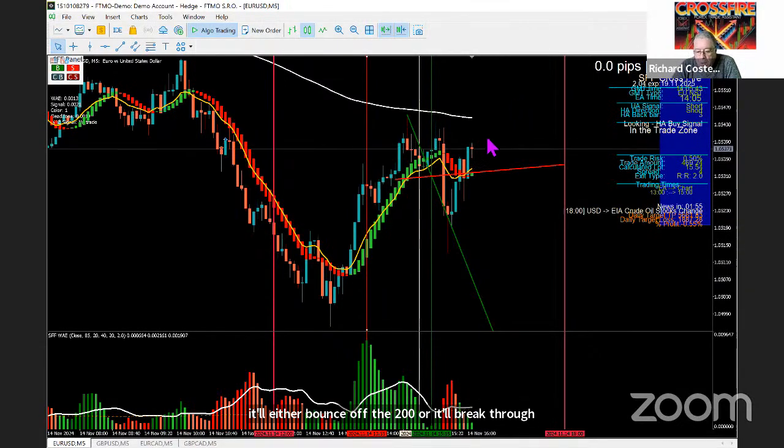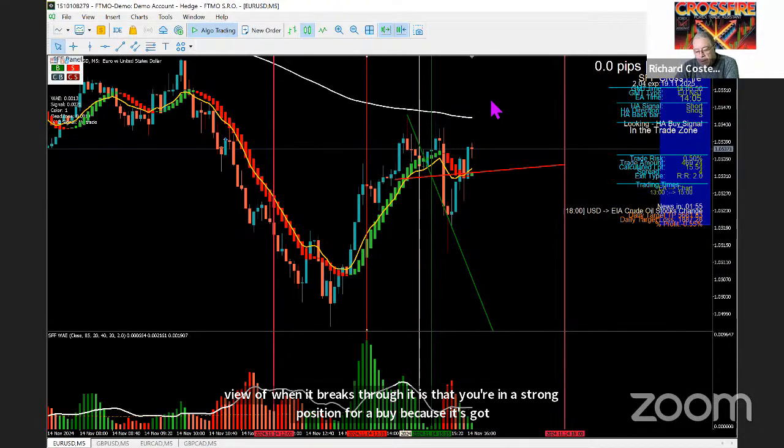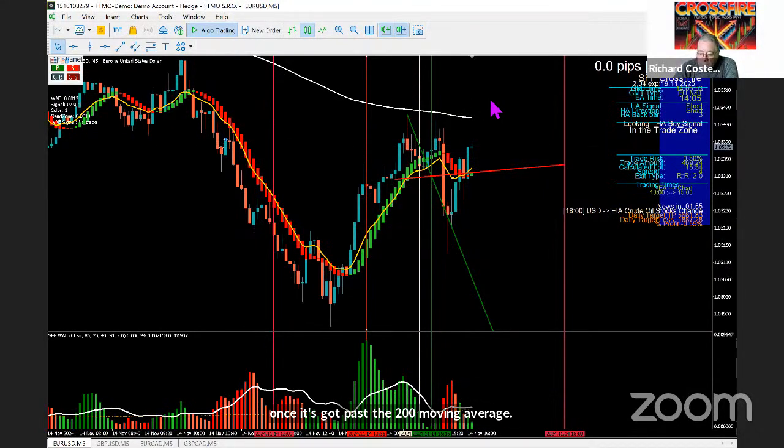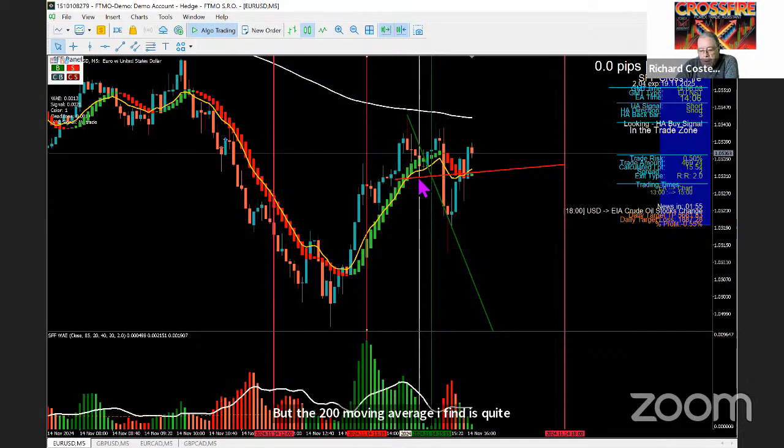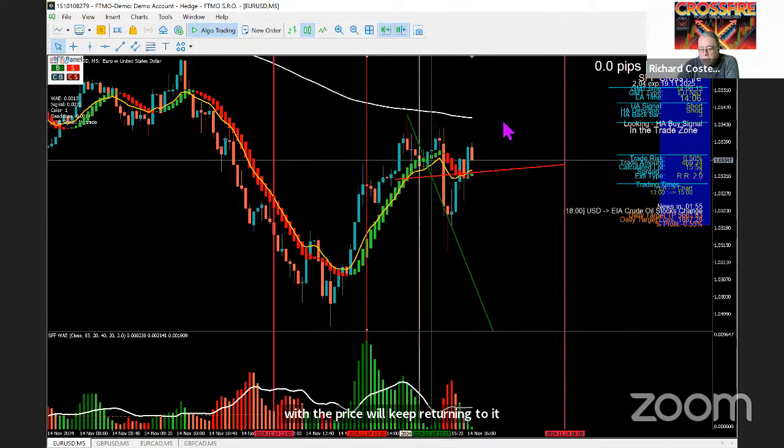My view of when it breaks through is that you're in a strong position for a buy, because once it's got past the 200 moving average, you've got more chance of it going on to a buy. Having been below the moving average for quite some time, it might just be wanting a change and going above the moving average. But the 200 moving average I find is quite useful, because price will keep returning to it, and it'll either bounce or break, and you just need to let it do what it wants to do, and then you follow it in its footsteps.